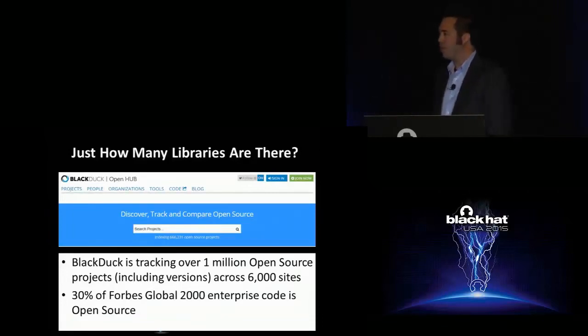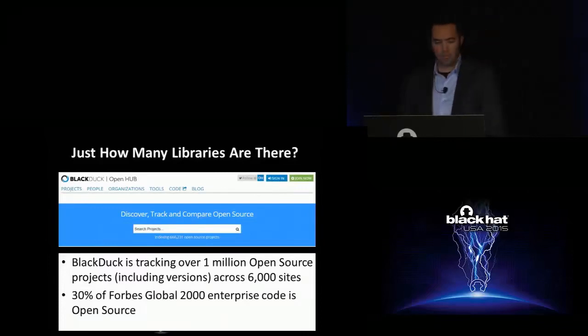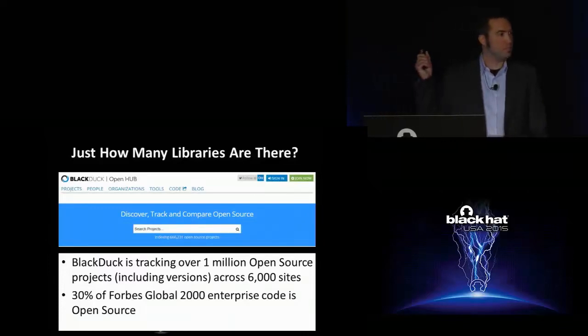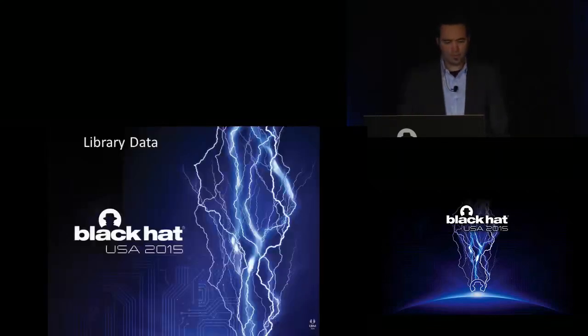Third-party libraries pop up all over the place. And so again, part of it is really understanding what you're using. And the other metric that they shared with us that was interesting is that 30% of the Forbes Global 2000 enterprise code is actually open source. So it's something that is out there and something that's growing.